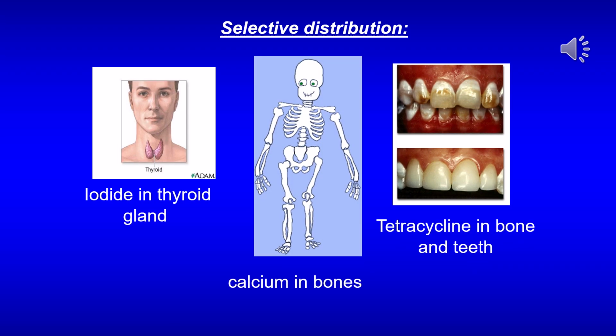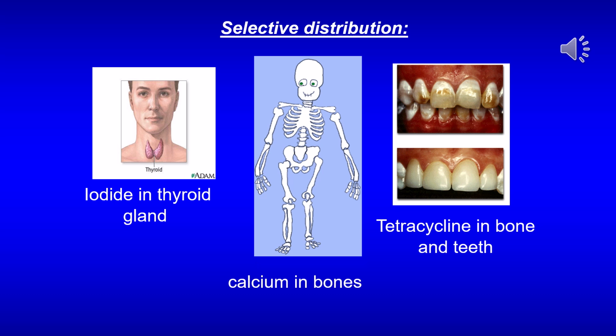Selective distribution refers to the tendency of certain substances to accumulate in specific tissues or organs. Firstly, iodide is selectively concentrated in the thyroid gland, where it plays a crucial role in the synthesis of thyroid hormones. Next, calcium is predominantly stored in bones, providing structural integrity and supporting various physiological functions.